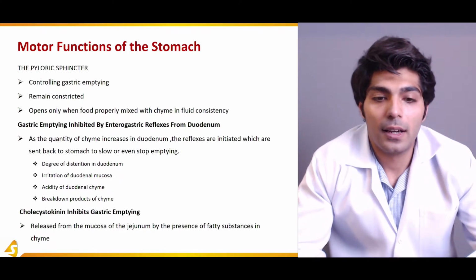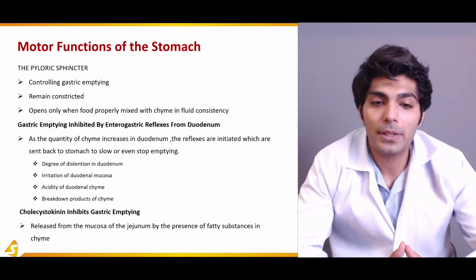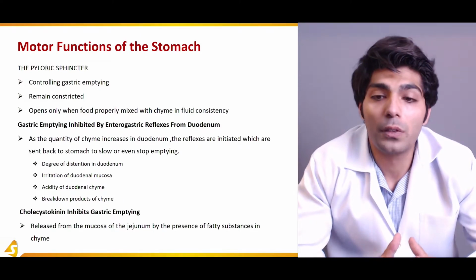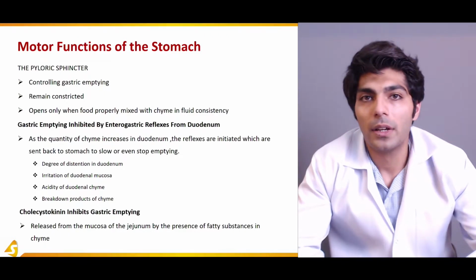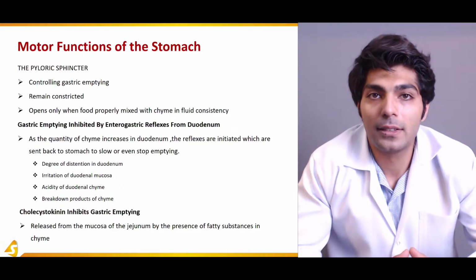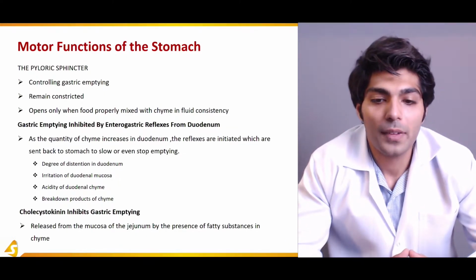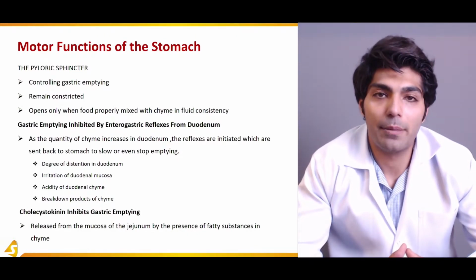Cholecystokinin is another hormone that inhibits gastric emptying. It is released from the mucosa of the jejunum by the presence of fatty substances in the chyme. The more fatty substances present in the chyme, the more likely cholecystokinin becomes activated. It is released from the mucosa of the jejunum and decreases the process of gastric emptying.